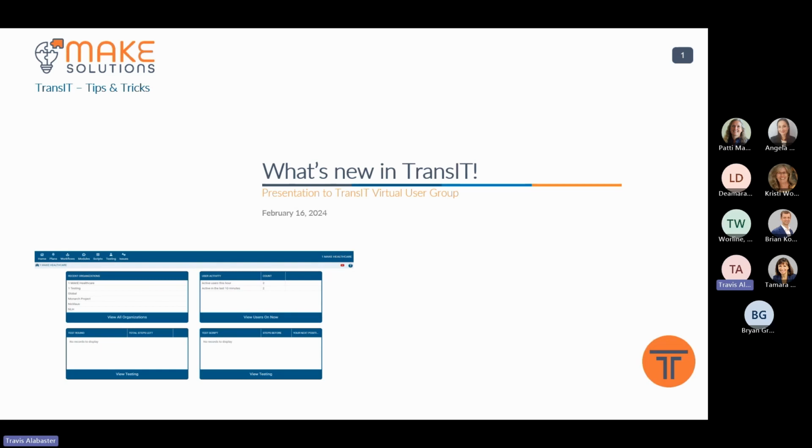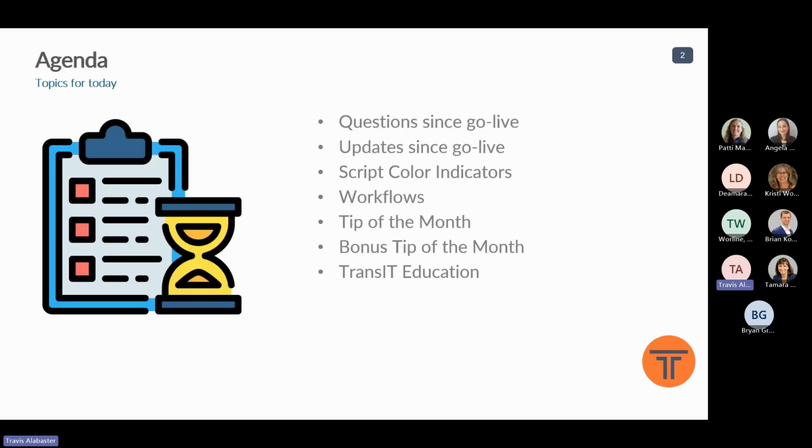Our agenda for today, we're just going to go over some questions and updates. We're going to review some of the script color indicators that we've had a few questions on. And again, we'll go over the new workflow and how to import and update workflows and then import them into your scripts. We'll go over a couple of tips of the month with some bonus tips, and then we'll just review the TransIT education page as well.